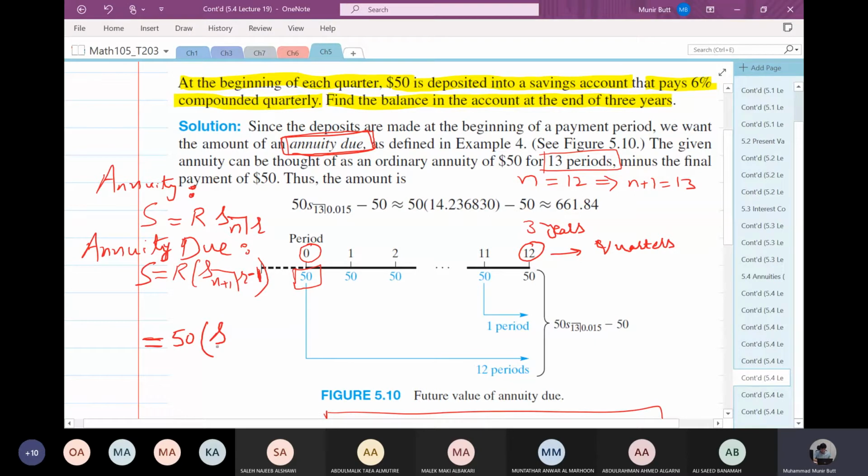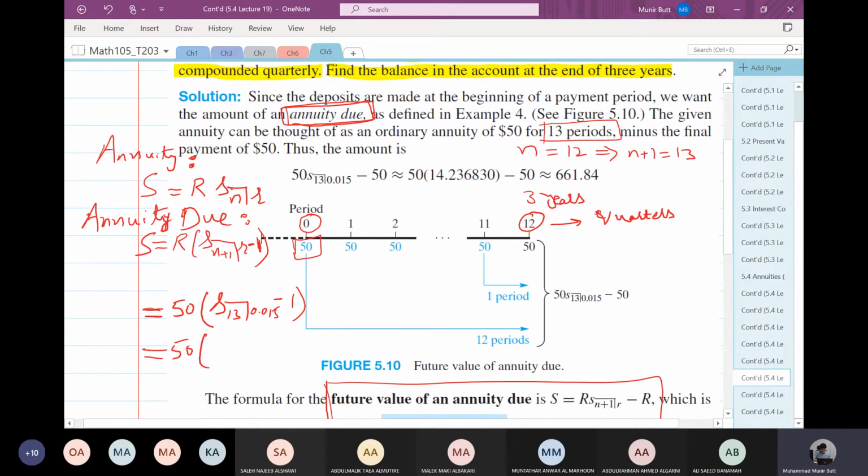Okay, so now here n plus 1 will be 13, and what is the R? R says 6% compound quarterly. So 6% means 0.06 divided by 12, and it will be n minus 1. Now we have to see the table, or you want to calculate the value.